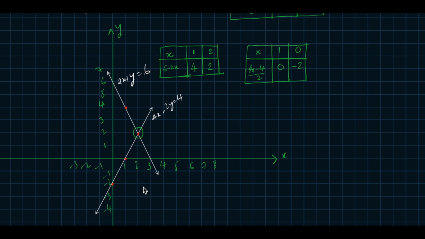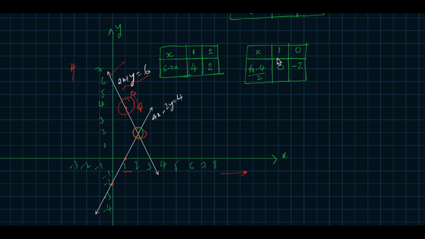So here we are on our graph paper. So this is our x-axis, this is our y-axis. Our first points are 1, 4 and 2, 2. So for x equals 1, the value of y is 4. So this is our first point. Now for x equals 2, y is 2. So this is our second point. So we plot this line. This is the line 2x plus y equals 6, which is this line.